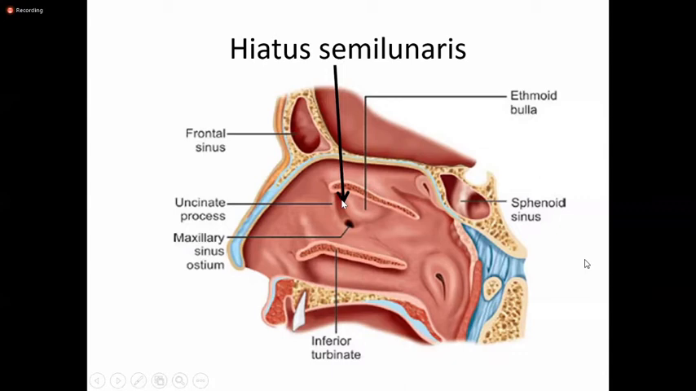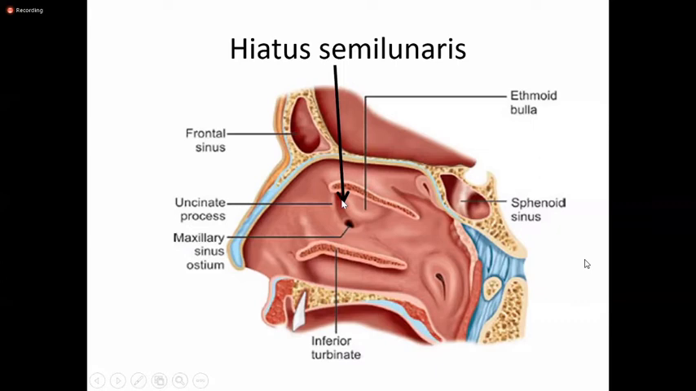Here we have the openings of different air sinuses. This is the lateral wall of the nose. The hiatus semilunaris is present in the lateral wall of the nose. Then if we have cavities inside the bone, they're called sinus or antrum. A cavity within the frontal bone is the frontal air sinus, and a cavity within the sphenoid bone is a sphenoid air sinus.